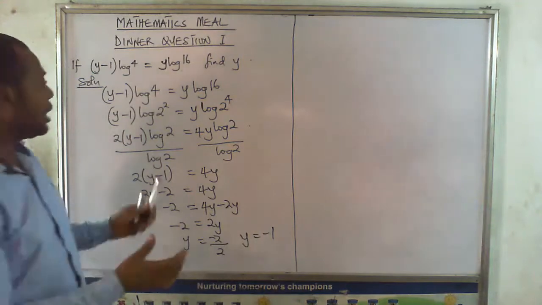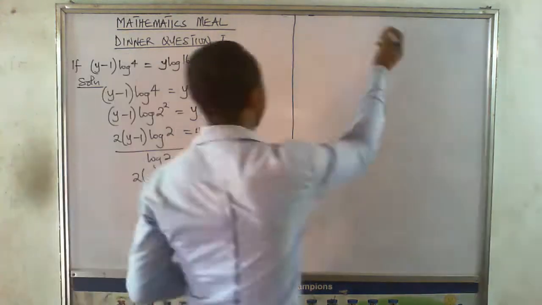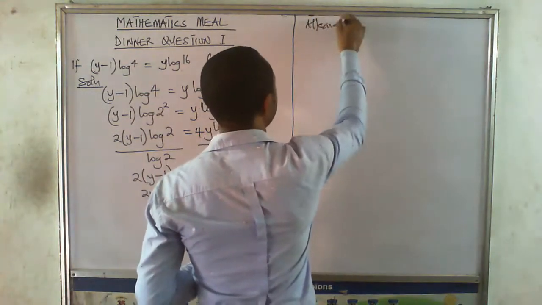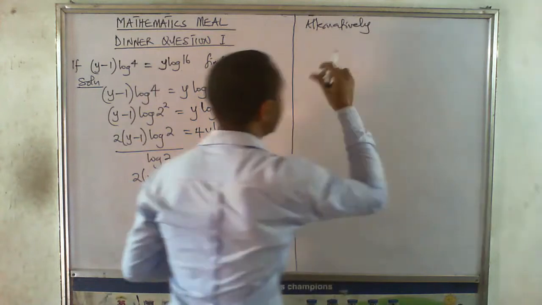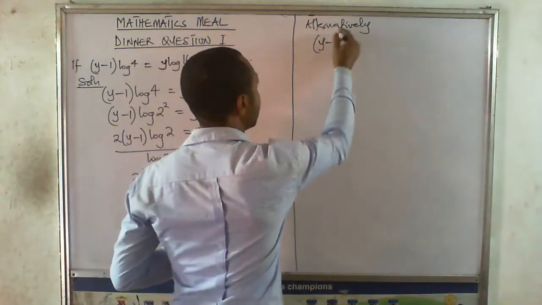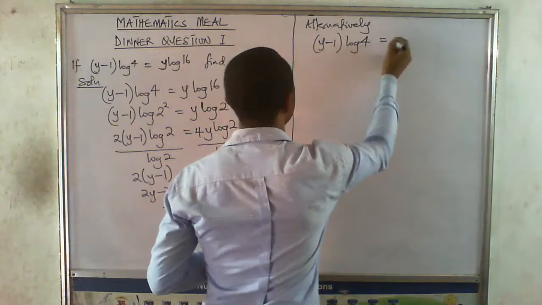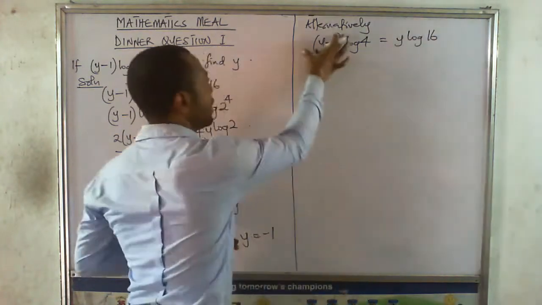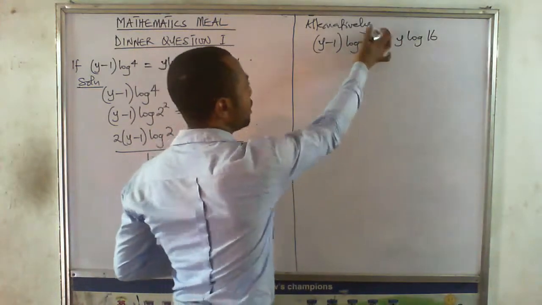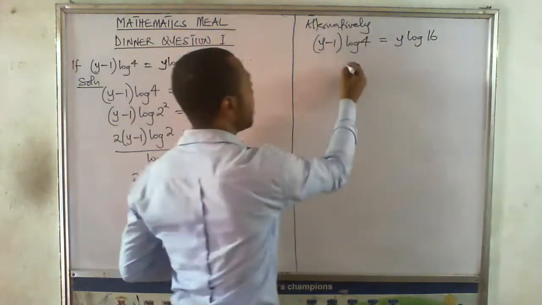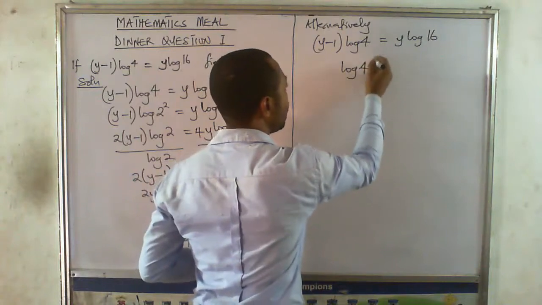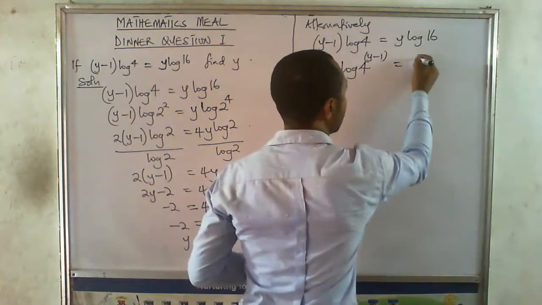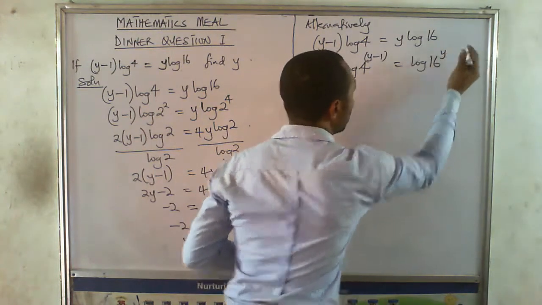Alternatively, if we don't want to take this approach, we can solve it another way. We can write (y minus 1) log 4 is equal to y log 16. Now the coefficient of a log is the power of the number in the log, still the third law of logarithm. So this can be written as log 4 raised to power y minus 1, and this will give us log 16 raised to power y.